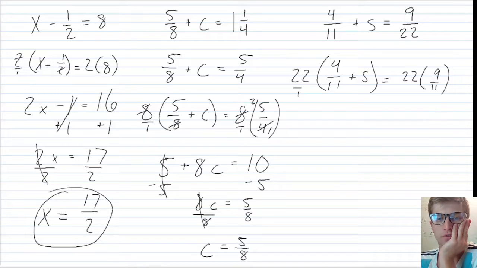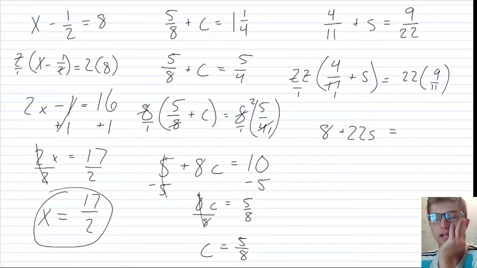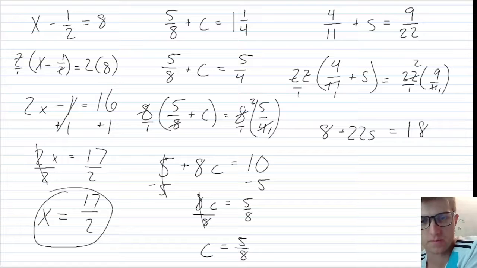22 over 1 times 4 over 11. 11 goes into 22 twice, 11 goes into 1 once, 2 times 4 is 8, and then remember we reset, so we have 22 again when we multiply by s. 22 times s gives us positive 22s, and then we've got 22 over 1 times 9 over 11. 11 goes into 11 once, 11 goes into 22 twice, 2 times 9 gives us 18. Basic algebra. We've got s multiplied by 22 and added by 8.